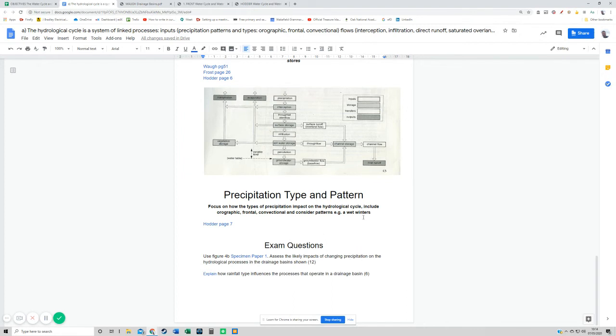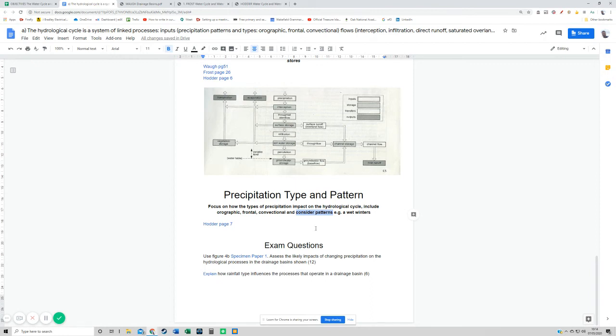So that's what we mean by the types of rain, and in the Hodder textbook on page 7 it shows you these types. But again, I would focus on how it impacts on the drainage basin and just have a basic understanding of how they work. Secondly, it just talks about considering patterns. Now again, when we do the next topic here, we'll look at this in more detail.